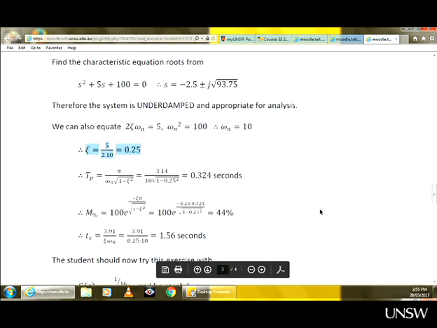And now we just substitute the values of the natural frequency and the damping ratio into those three equations. Tp, we already derived that. Time to the first peak, when we substitute the values, we get 0.324 seconds. So this is how long it takes for the response to reach the first peak.